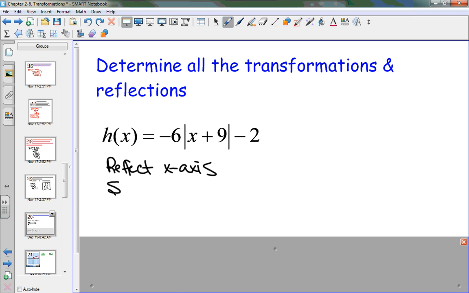It stretches it by 6. What does the plus 9 do? Goes to the left 9 units. And what does the minus 2 do? Goes down 2 units. And what's my parent function? Absolute value of x.